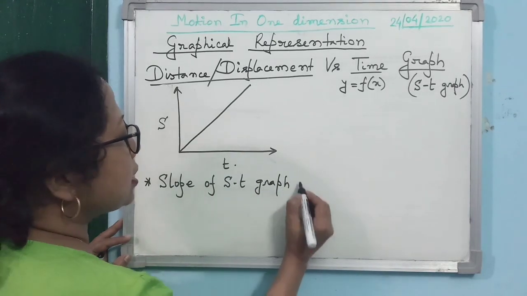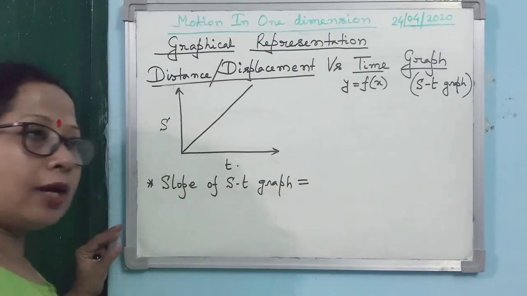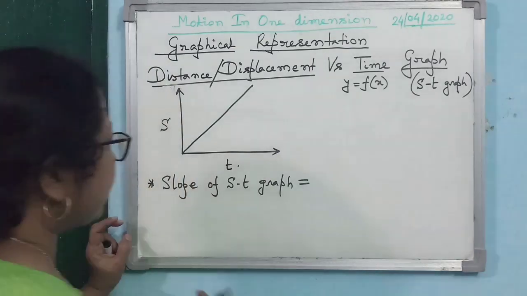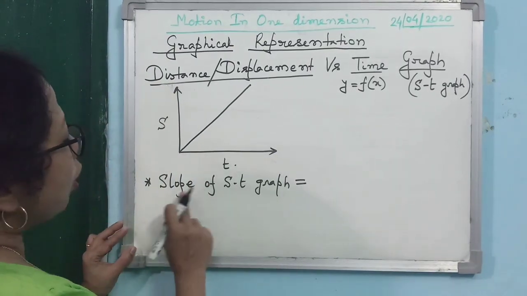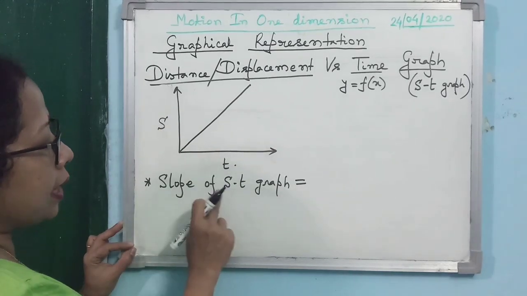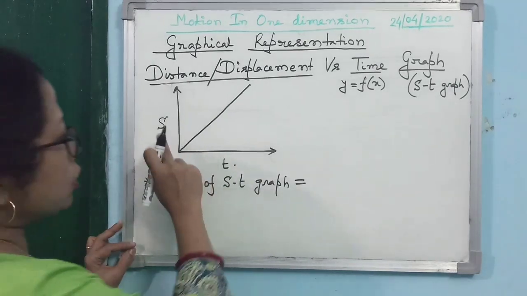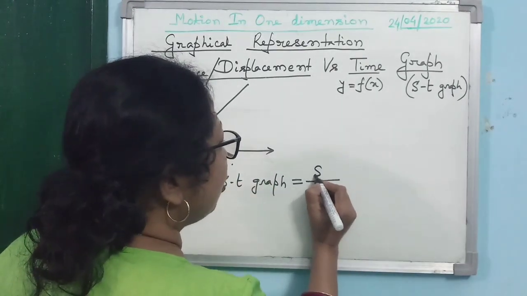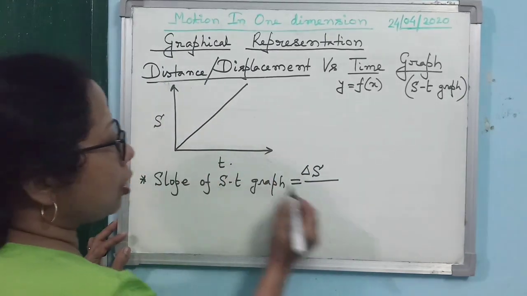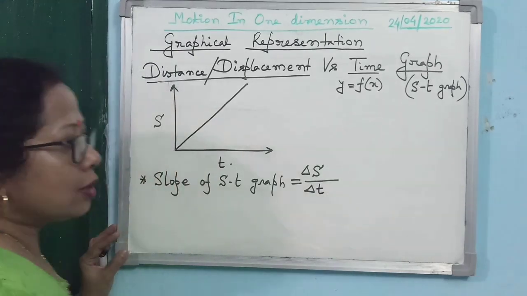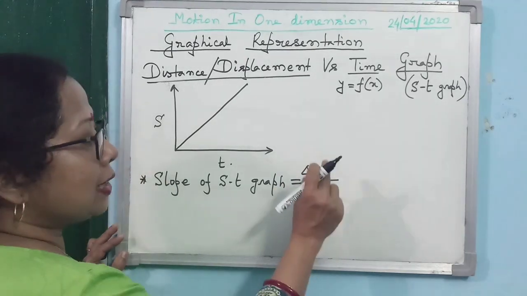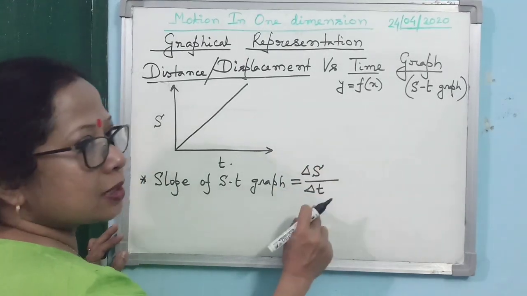Now the slope of the ST graph means, as I already discussed in an earlier chapter while discussing the simple pendulum, the T square versus L graph. So I am referring to that. Slope means what? The quantity plotted along the y-axis divided by the quantity plotted along the x-axis. Here what you have plotted along the y-axis is delta S, meaning change, and along the x-axis is delta T. So when you get the slope, what are you getting? Delta S by delta T, meaning displacement by time or distance by time.